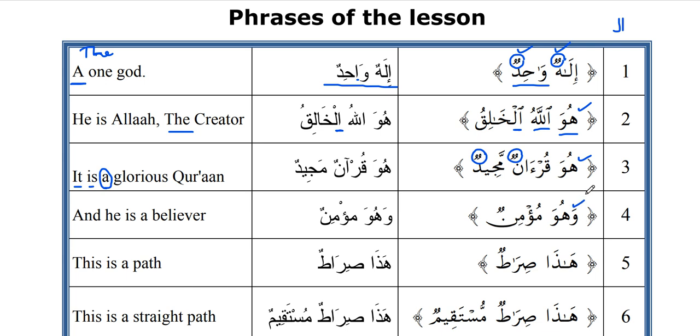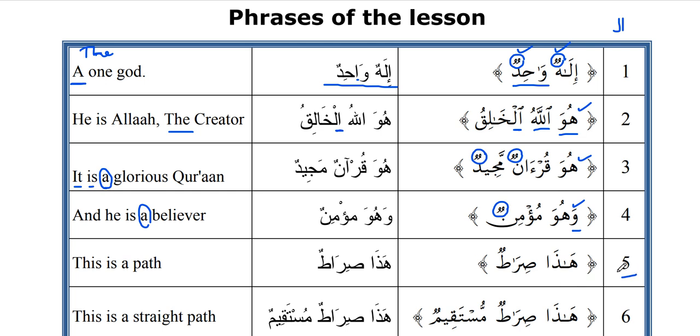Phrase number 4, wahuwa mu'minun. This is a pronoun, and mu'minun is a nakira. And wow, it's the harf, which means "and", and he is a believer. As you can see, a believer. Mu'minun means believer. Wahuwa mu'minun.